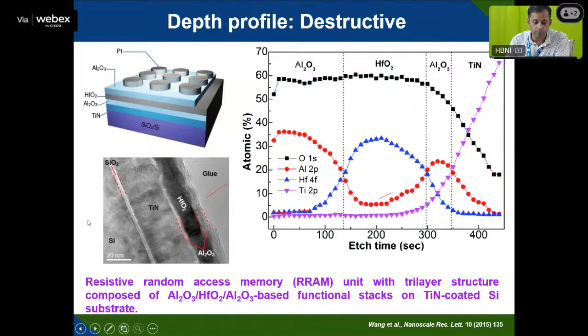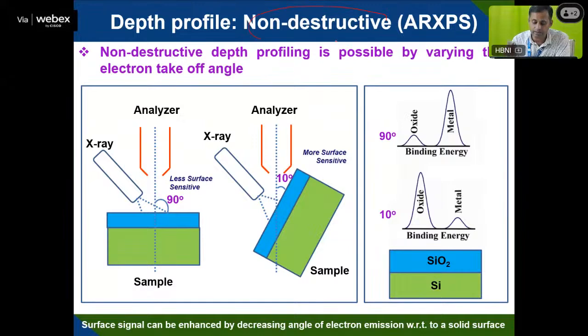In addition to depth profiling, XPS can also be used in a non-destructive way, that is AR-XPS, angle-resolved XPS. You can see here the analyzer at the top, in the vertical, normal position, and the X-ray beam falling here. If you see the analysis, the material is analyzed only to this width. This is the surface you are able to analyze.